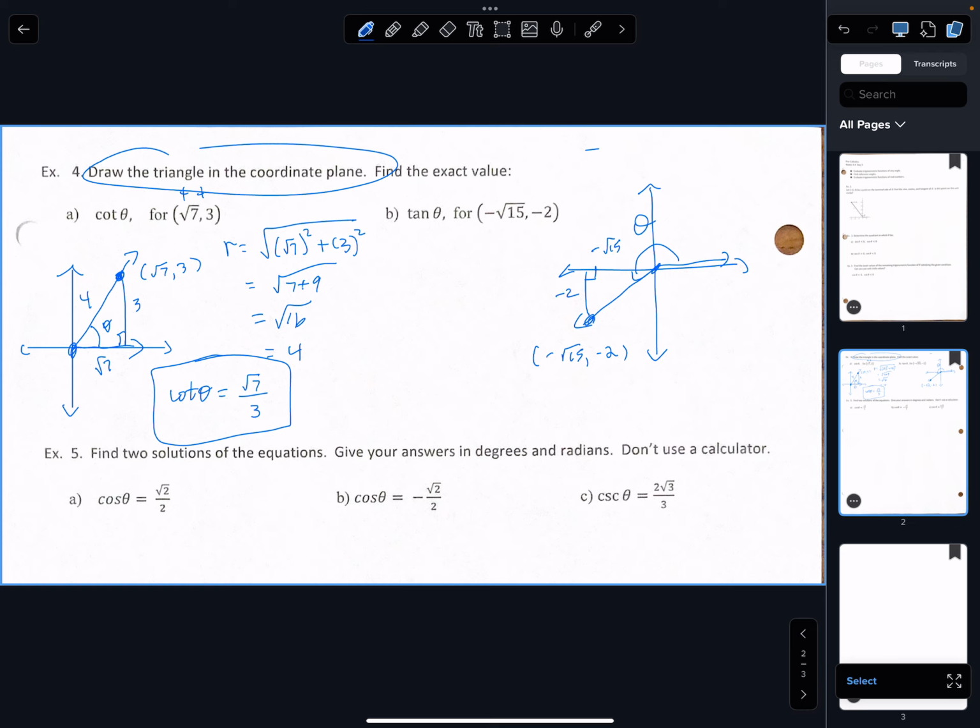This is -2. And technically, do we need the radius? Does tangent, in the definition of tangent, involve radius at all? No, so technically we don't really need it. Tangent is y over x. And tangent is all students take calculus. Tangent's the one that's positive, and it works out because it's y over x, and that's going to be a positive 2 √15 over 15.